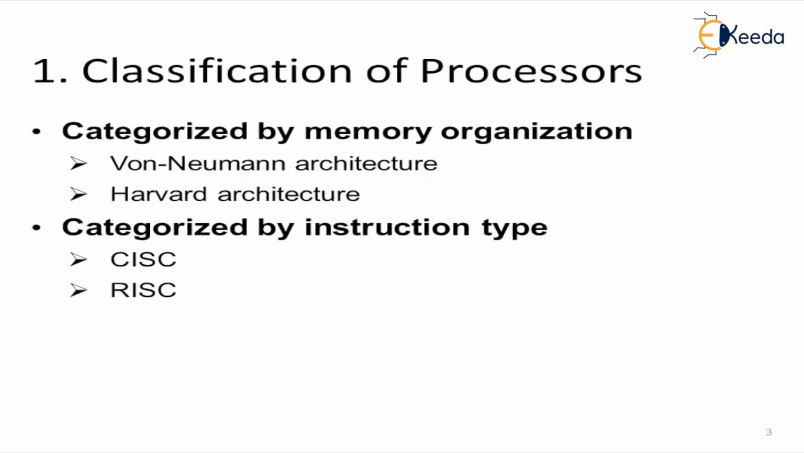As we have seen, the category of memory organization defines the processor. There are mainly two types of categories that processors are using. One is called von Neumann architecture, and the other is called Harvard architecture. These two architectures we will see in the upcoming topics of this chapter, where they are defined in brief. Secondly, what are the different types of instructions they are using? Is it RISC or CISC? These are the two types of instruction types the processors are using.